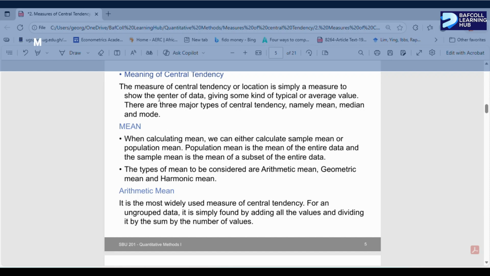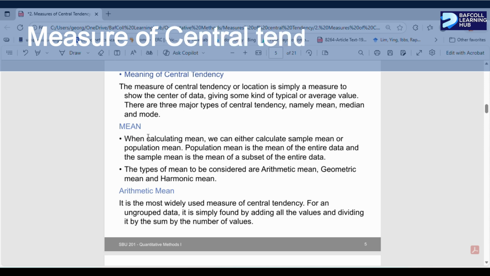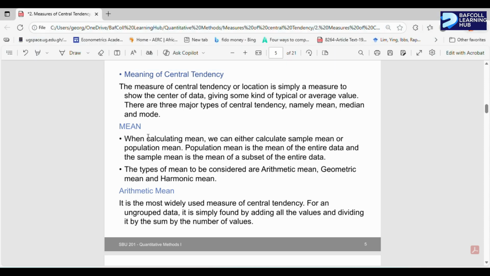Okay. Now, when we are talking of mean, mostly what comes into our mind is a type of mean, right? That we mostly do. Because when we are told to compute the mean of a certain data set, all that we do is add all the figures, then we divide by the number of figures that we added.